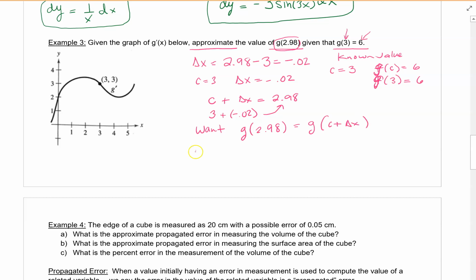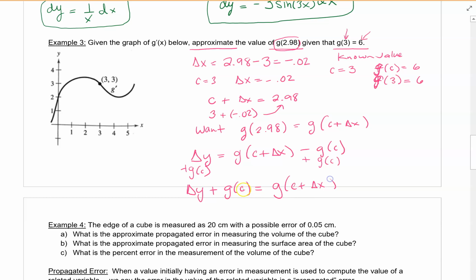So if you remember the formula from above, I basically know that the change in y is when I take these two y values and subtract them. But that also means that if I add this y value to the change in y, right? The change in y plus my given y value will give me my new y value. Just add the change in y to the old y, it'll give me the new y. So this is one way that I could find g of 2.98. So I can think of this as the change in y plus g of 3 will give me g of 2.98.